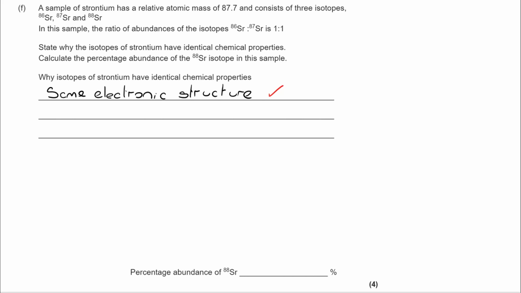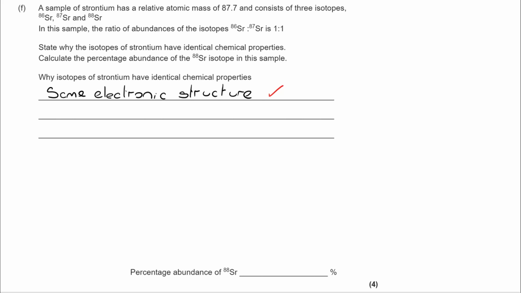I'm going to start first of all with why the isotopes have identical chemical properties. It's because they have the same electronic structure. So they each need to lose 2 electrons to react. Therefore, no difference.